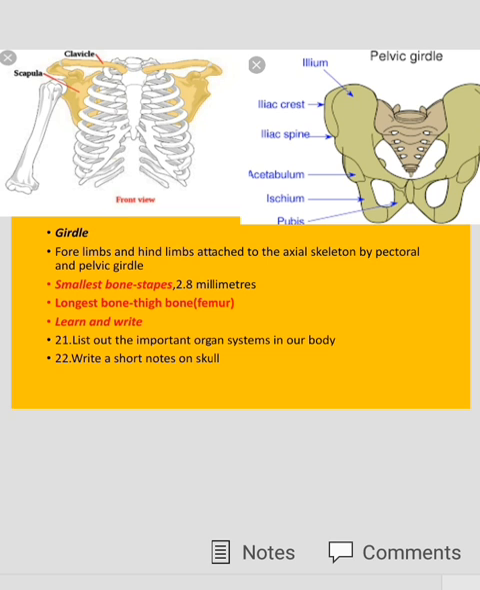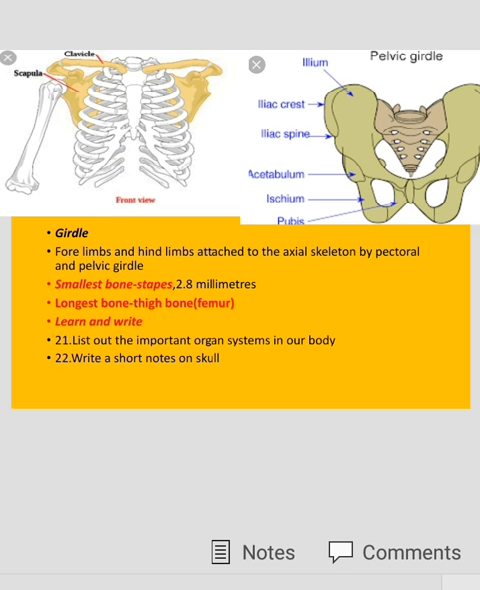In our body, the smallest bone is the stapes. It is present in our ear and is 2.8 millimeters. The longest bone is the thigh bone, which is called the femur.